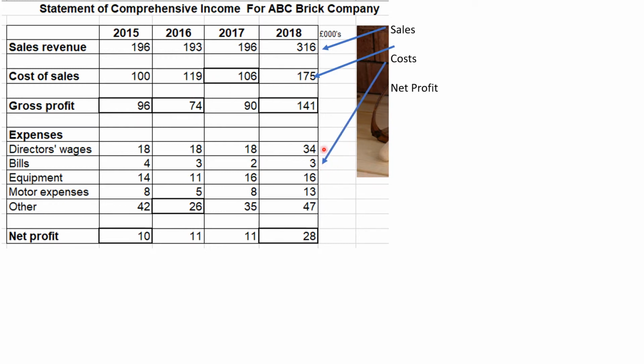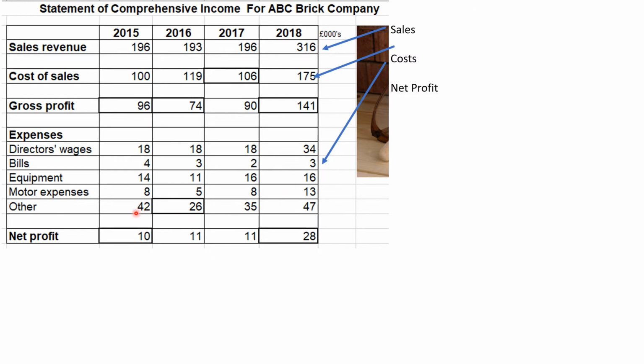We're then going to look at our overall expenses. We've got our directors' wages, which stayed exactly the same, but then rose in the last year. Perhaps they got a bonus because more was sold. We've got bills, which have stayed fairly steady. The equipment again went down and then went up and up. The motor expenses went up in 2018, but perhaps the directors got new cars.